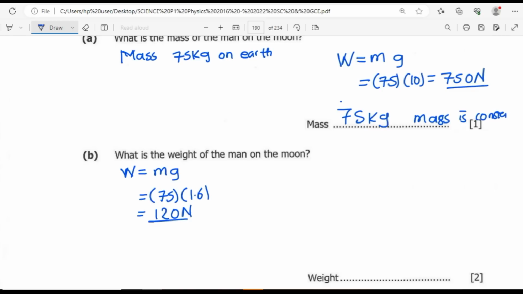Under weight we have the magnitude, which is the strength, then the direction where that force is going to. Then the other difference, mass is measured in kilograms or grams, while weight is measured in newtons.